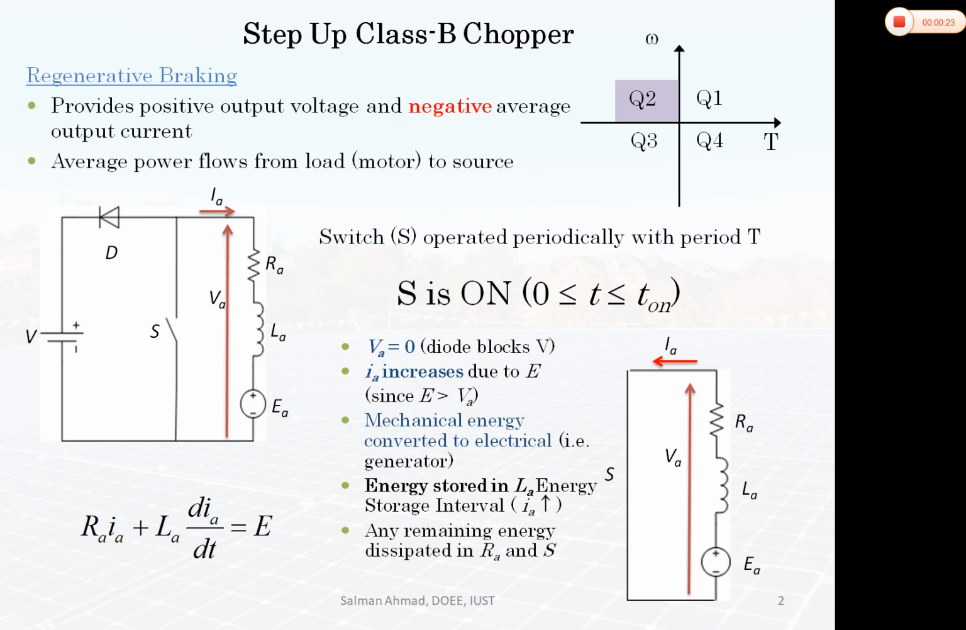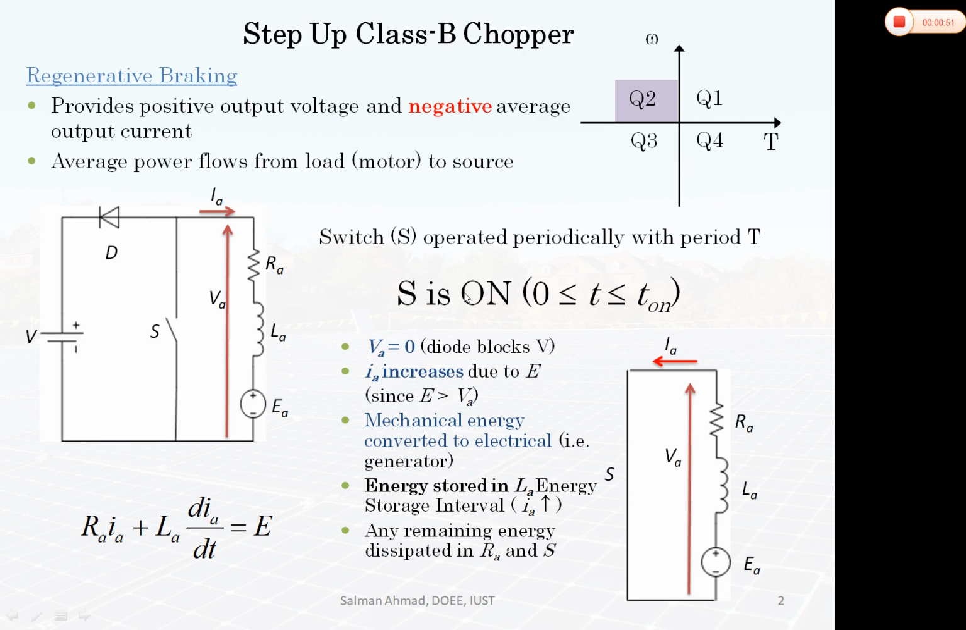So this is the Class B chopper, which is working in the second quadrant. Here you can see that speed is positive but torque is negative. That means it is working in regenerative braking mode. This provides positive output voltage and negative average output current. That means power is negative, so power is fed back to the source. Average power flows from load to the source.